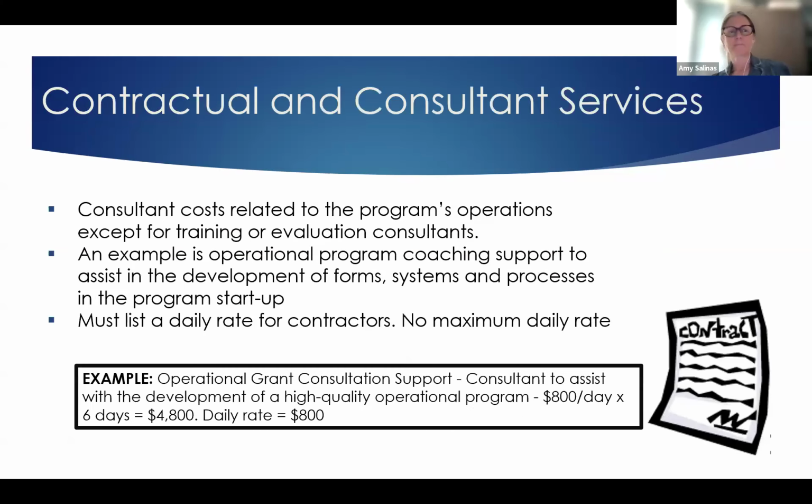Okay. The 6th subsection, section F, is contractual and consultant services. These would be any costs that you use for consultants related to your program's operation, except for training or evaluation consultants, which would be listed under subsection G or H respectively.